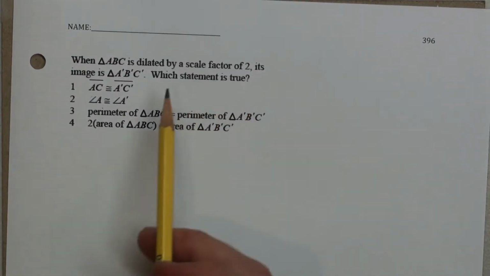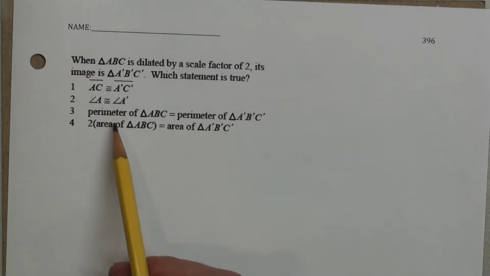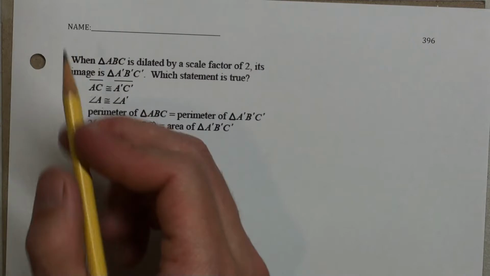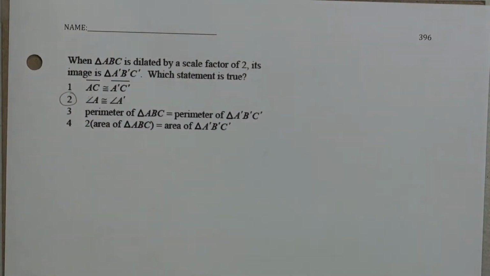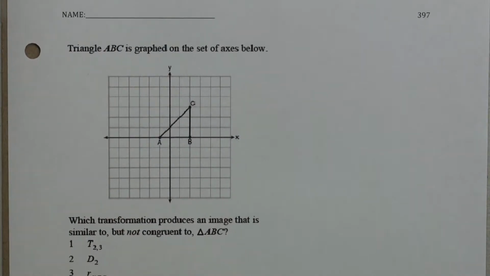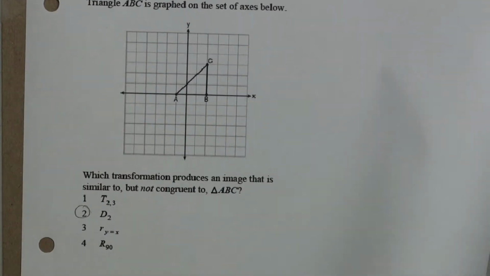We have a dilation of a scale factor of 2. The angles don't change in a dilation, right? The perimeters, the areas, and the side lengths change, but not the angles. We have a triangle graphed. Which transformation produces an image that is similar to, but not congruent to, the triangle? A dilation produces a similar figure, right? But the size changes, so it's not congruent.